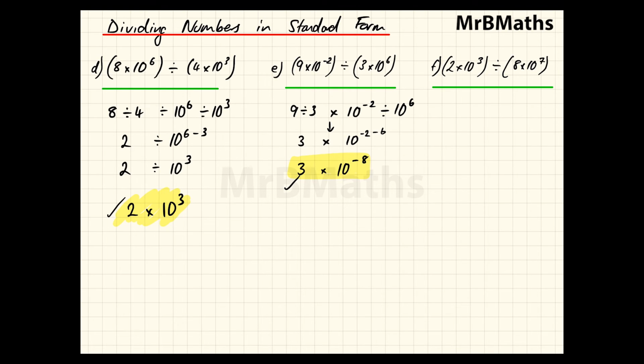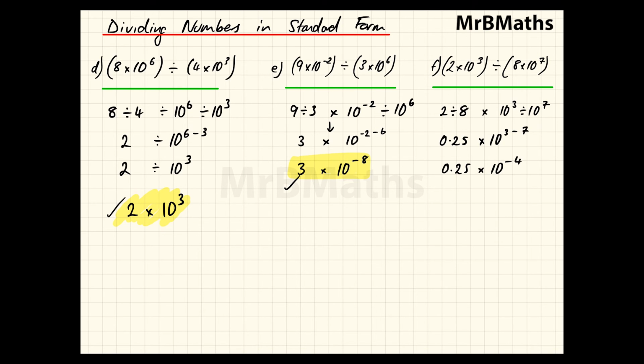Right, so if we go on to the last question, 2 divided by 8 times 10 to the 3 divided by 10 to the 7. Okay, so if we do 2 divided by 8, it will give us 0.25 times, then we have 10 to the 3 take away 7. Then we will have 0.25 times 10, and then what is 3 take away 7?